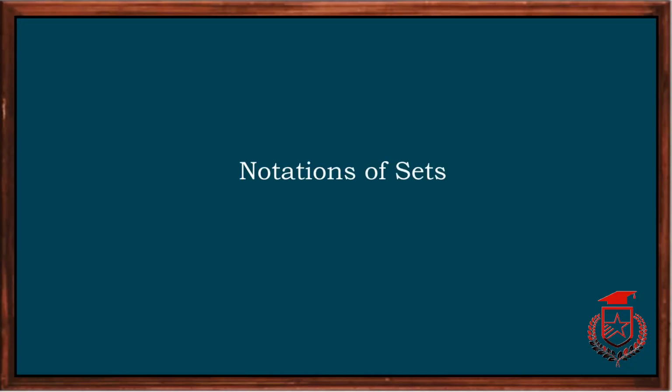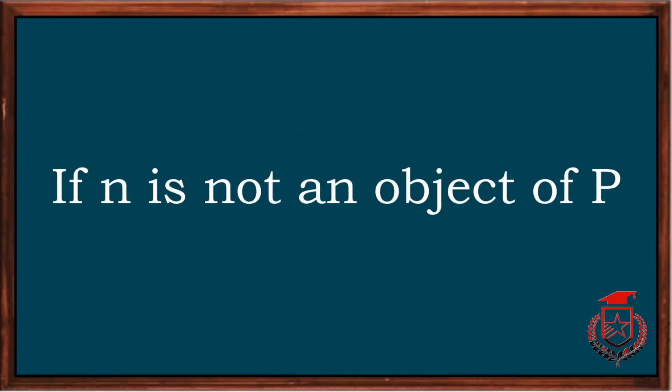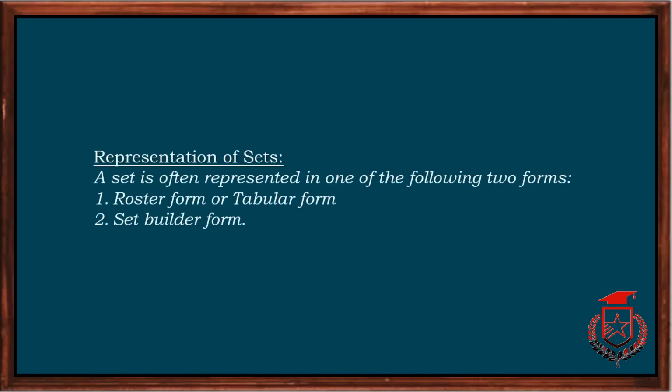Let's see the notations of sets. Sets are usually denoted by capital letters and their elements by small letters. Let P be any set of objects and let n be a member of P. Then we write it like this, and read it as n belongs to P. If n is not an object of P, then we write like this, and read it as n doesn't belong to P.